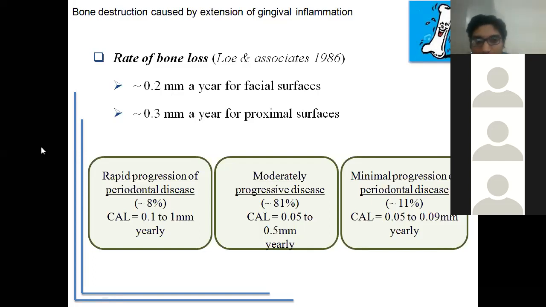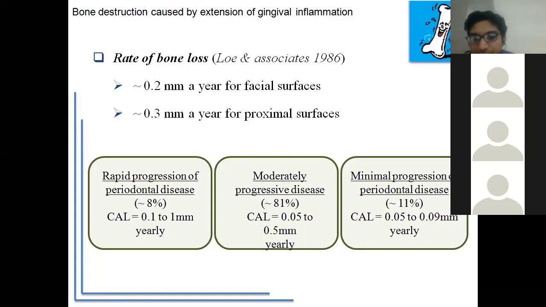Now, these Sri Lankan tea laborers were classified into rapid progression of periodontal disease, moderately progressive disease, and minimal progressive disease based on the loss of attachment. How did they classify? If the loss of attachment is 0.1 to 1 mm per year, it was taken under rapid progression of periodontal disease, around 8% of the population.